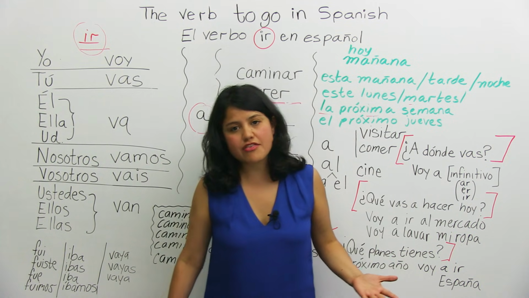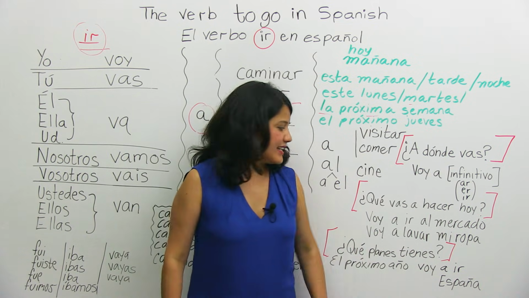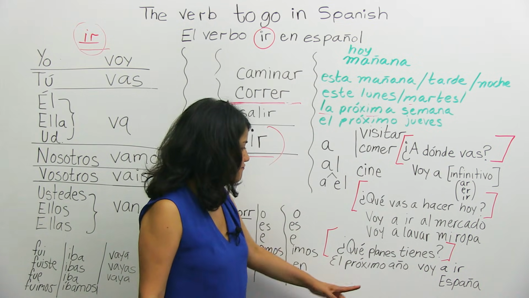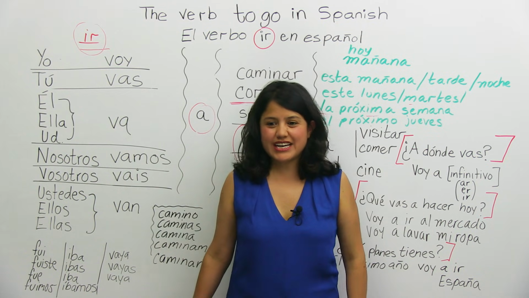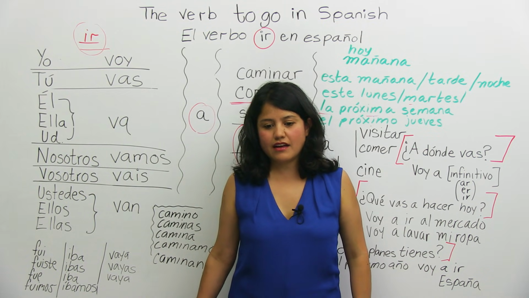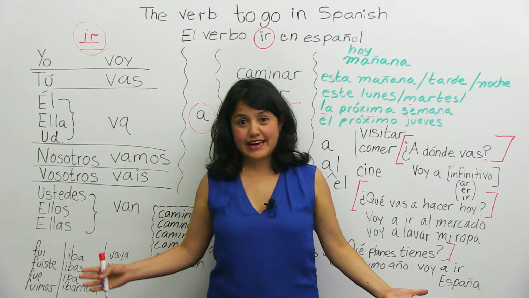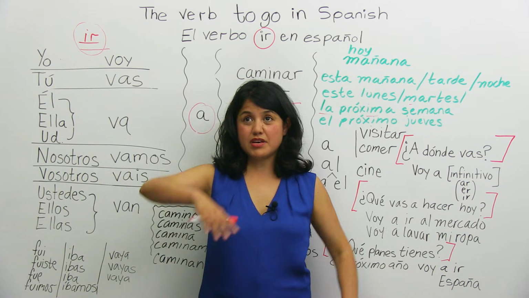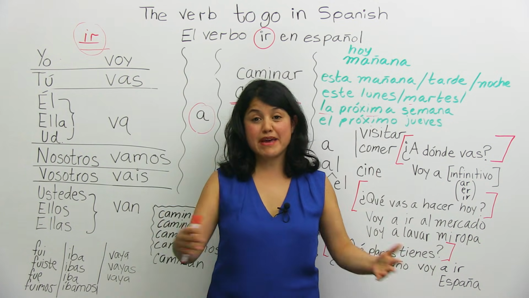Now, next month, voy a ir, maybe next, I don't know what I'm going to do next month. Voy a ir a caminar en las montañas de México. Voy a ir a pasear en México.